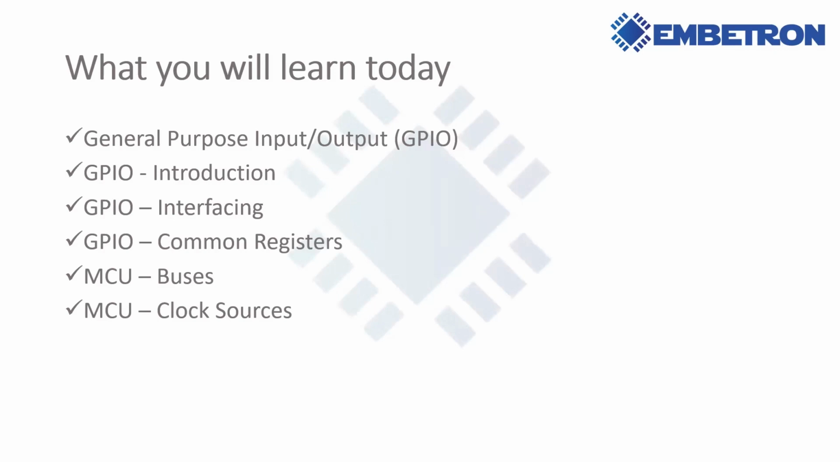So we'll first introduce the GPIO, what is it, and all different types available. Then interfacing of GPIO pins, followed by the common registers that are used to configure and to use GPIO registers or pins. Then various types of buses and what the difference is between those buses. And finally, the clock sources.